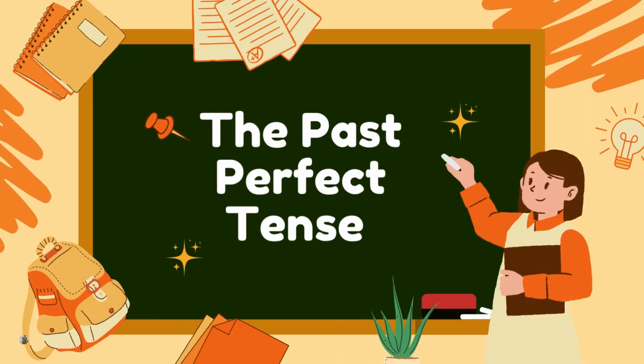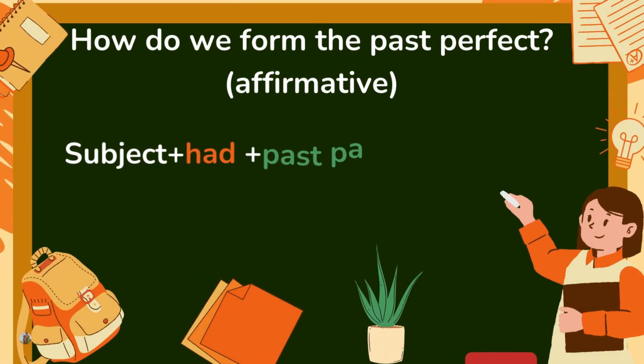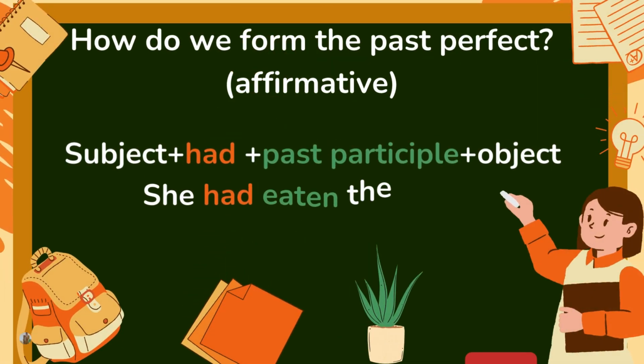Today we are going to learn about the past perfect tense. How do we form the past perfect affirmative? Subject plus had plus past participle plus object. And an example is she had eaten the lunch.